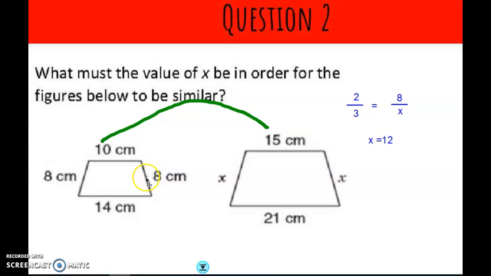And now I'm going to take the legs of this trapezoid, and again, if I start with 10 over 15, that reduces to 2 thirds. I'm doing little to big, little to big. So I do 8 over x. Cross multiply, I get 24 equals 2x, divide by 2, and you get 12.